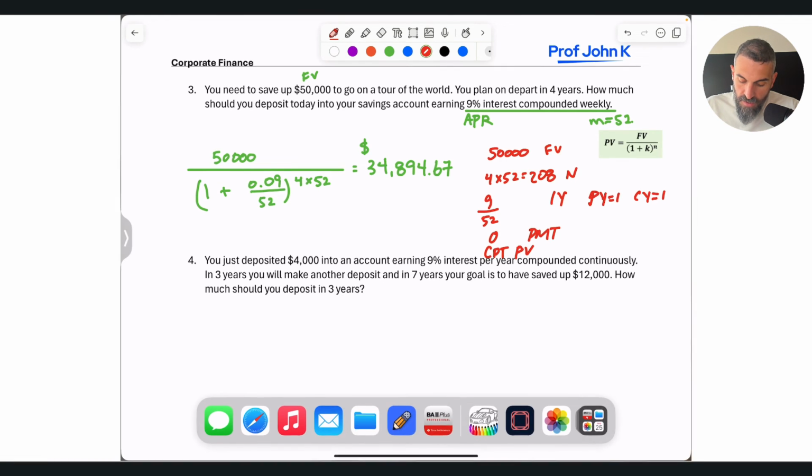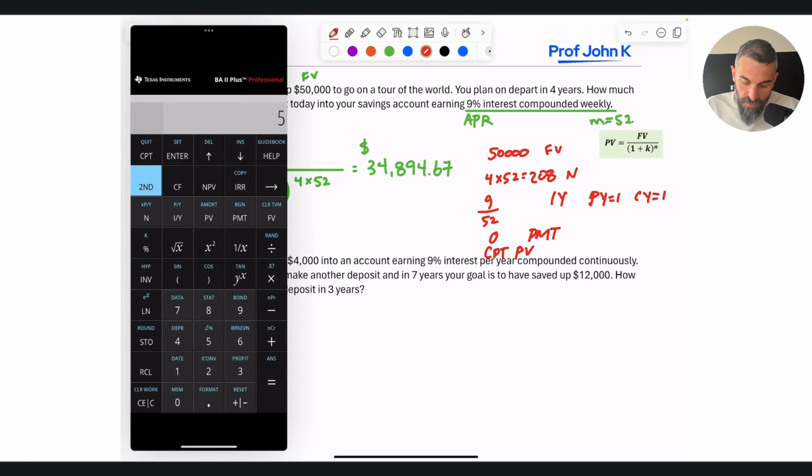Okay, so I'll pull up the calculator here. 50,000 future value. 208 is the N, and I'm going to do 9 divided by 52 directly on the calculator, and I'll use that entire number as my IY. 0 payment, compute present value. And I got negative 34,894. Again, the answer being negative on the calculator is not actually negative. It's just how the calculator gives you the information. But then it depends on your context. Like, you're not depositing negative money. That wouldn't make sense, right? You're depositing 34,894.